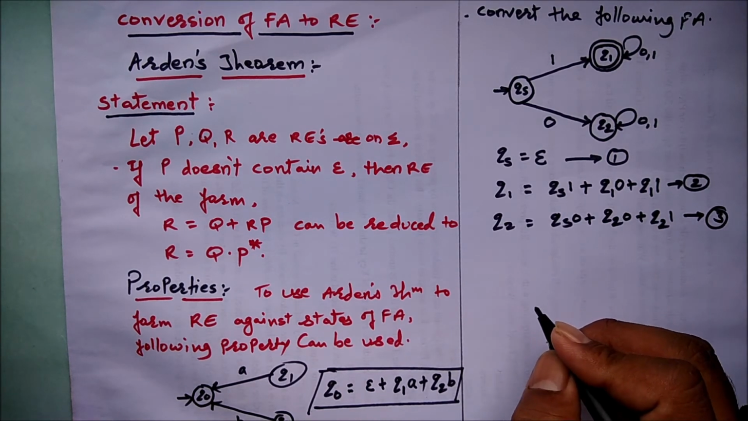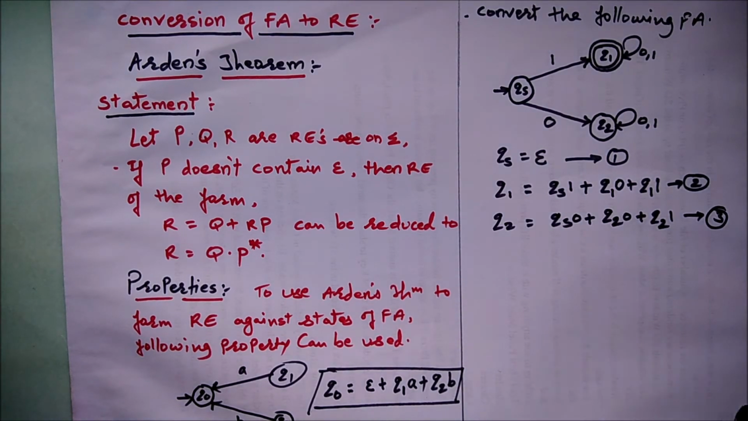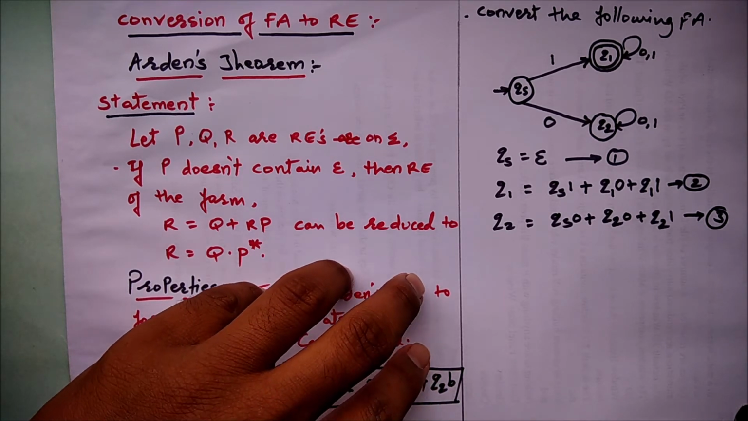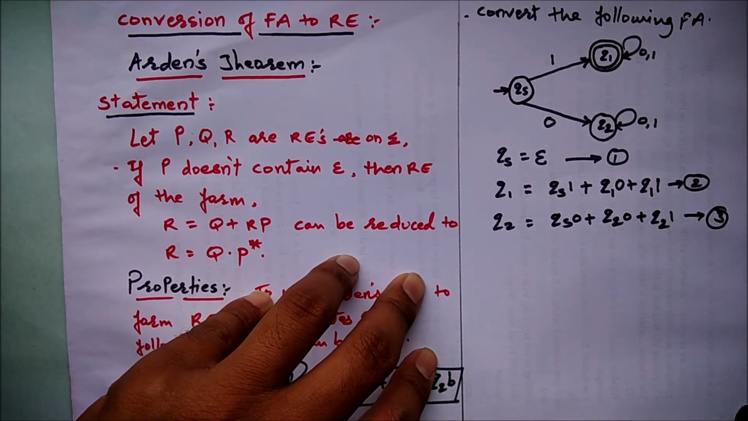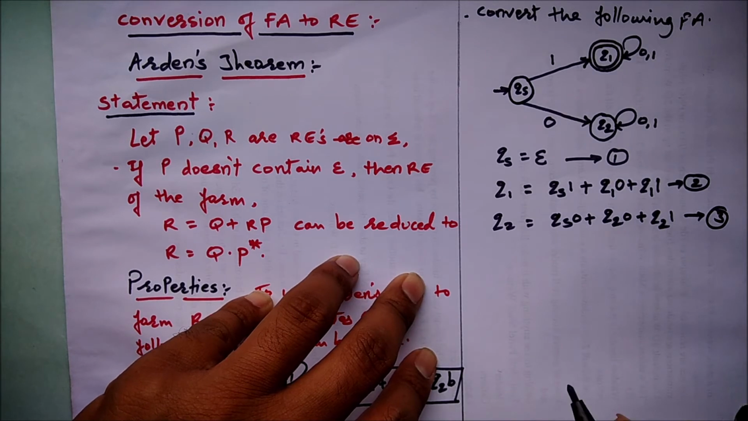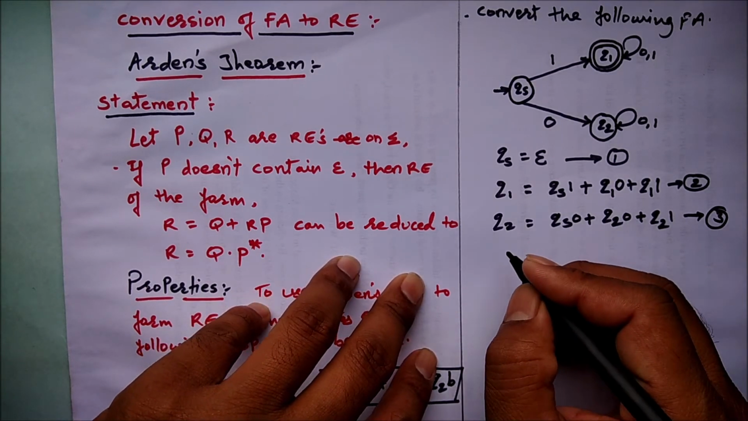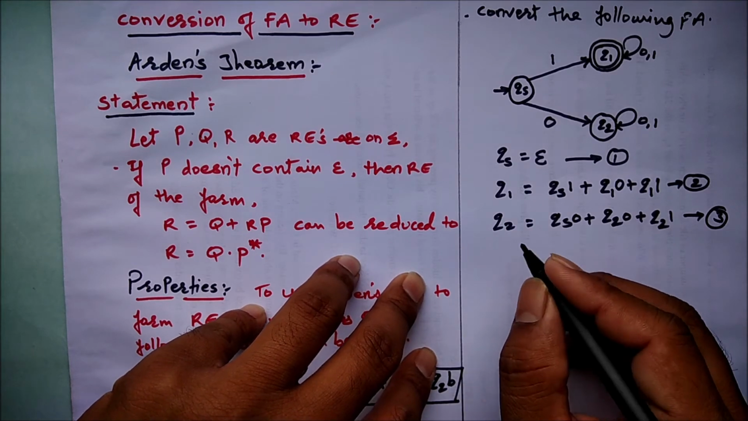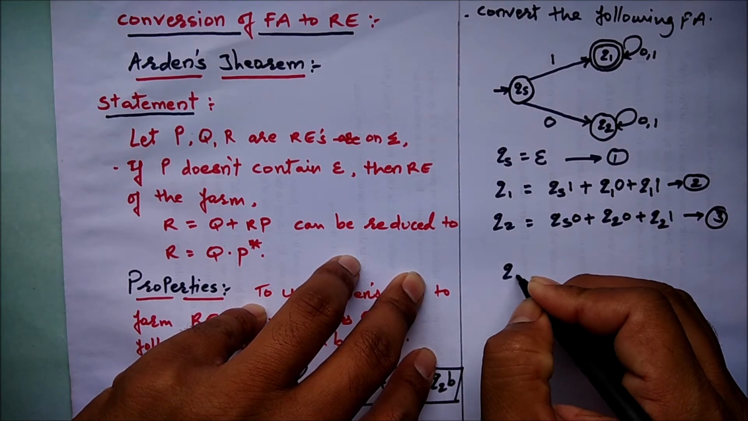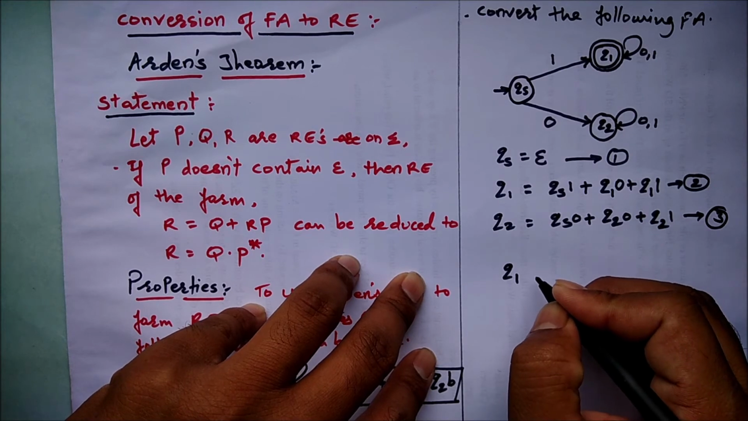Now which will be the final equation, on which equation we have to stop? So the logic is very simple. Which is the final state in the given finite automata? At that equation we have to stop. It means the LHS part should be Q1 in our case. So let's go on solving for Q1. So I will write the Q1 as it is.